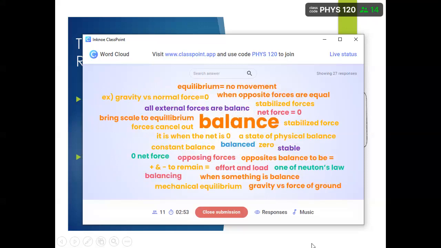That's why we have two kinds of equilibrium. A static equilibrium, kinetic equilibrium. This is a static equilibrium. If the object is moved with constant velocity, this is kinetic equilibrium.